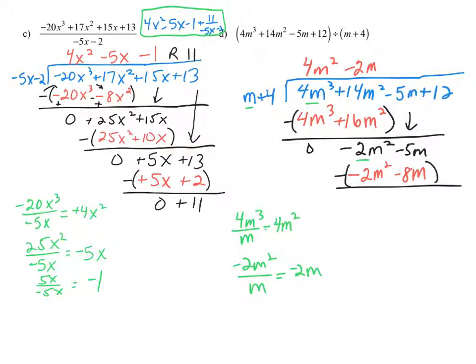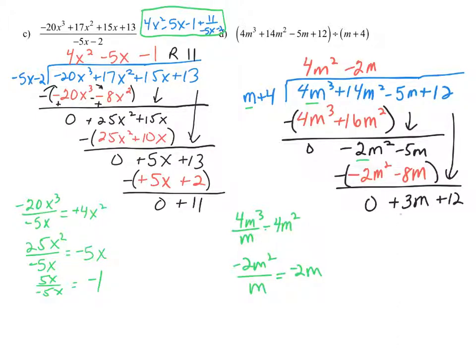Pay special attention here, because when we distribute that negative, those signs are going to be positive. So negative 2m squared minus a negative 2m squared is negative 2m squared plus 2m squared. So that is going to be 0. And the negative 5m minus a negative 8m is going to be a plus 3m. And we're going to bring down the plus 12.